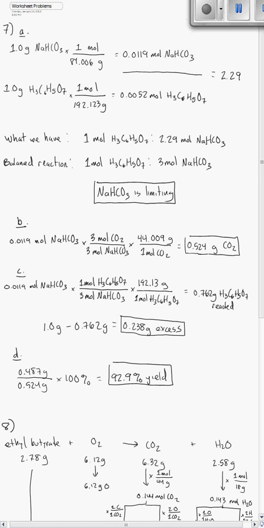So you're given a balanced chemical equation, and in the first question, part A, you're asked to determine which reactant is limiting. You determine what your limiting reactant is by comparing what you have to the mole ratio in the balanced reaction. So we're going to compare the mole ratio of what we have to the mole ratio in the balanced reaction.